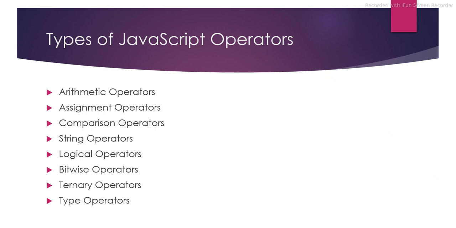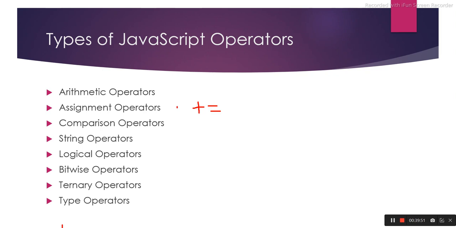When I say arithmetic operators, you know addition, subtraction, multiplication, division, and then the modulus operator. When I say assignment operator, equal to is the basic assignment operator. But other than that, you will have plus equal to, minus equal to, or multiplication equal to.